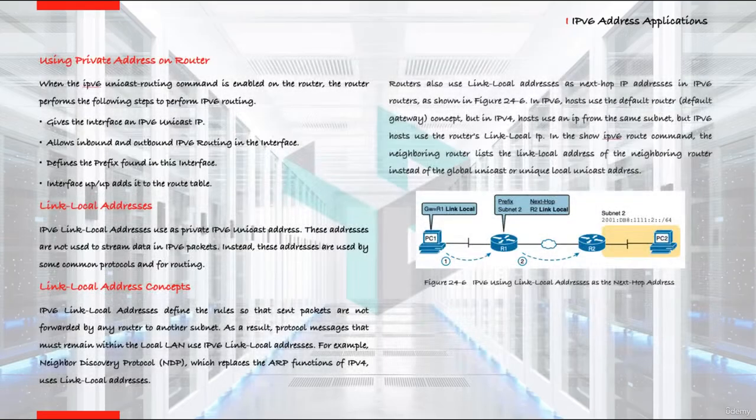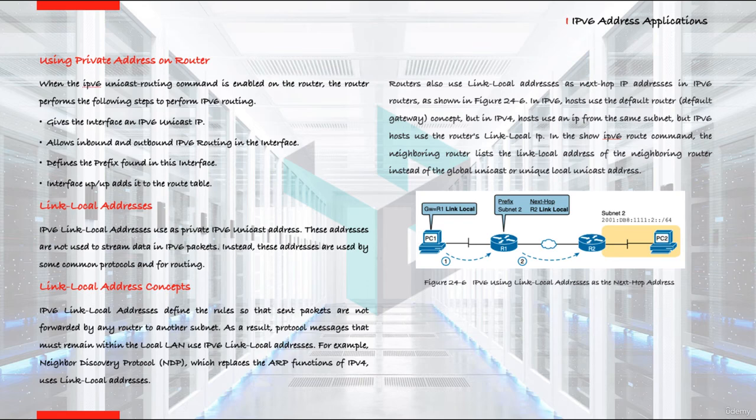On this page, let's look at the use of private addresses in routers. Routers also have IPv6 unicast routing. When we activate it on the router, IPv6 performs the following steps to be able to do routing. IPv6 unicast gives the interface a unicast address. In the interface it allows for IPv6 routing in the direction of arrival and departure. It defines the prefixes contained in this interface, and if that interface is in the up state, it adds the prefix of that interface to the route table.